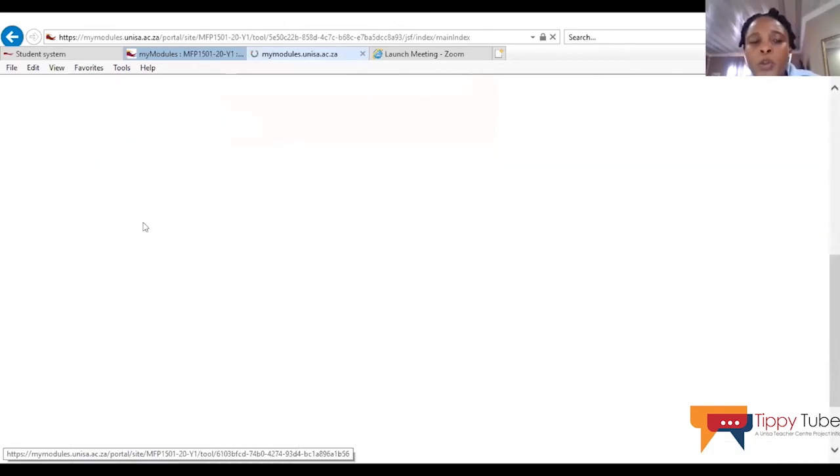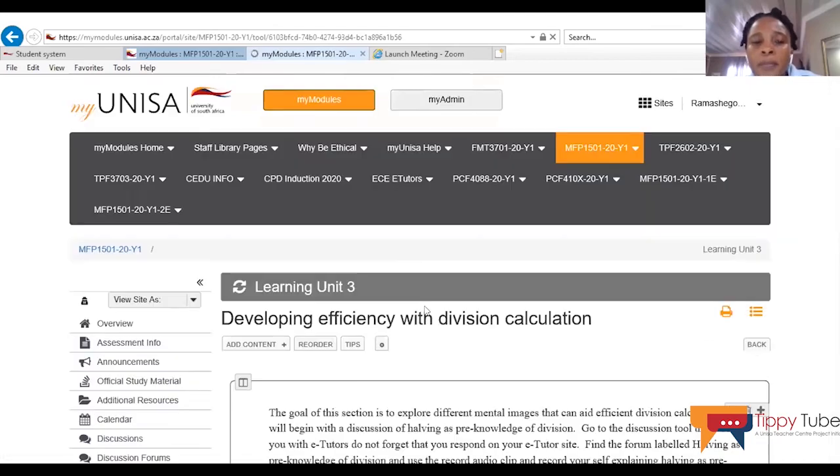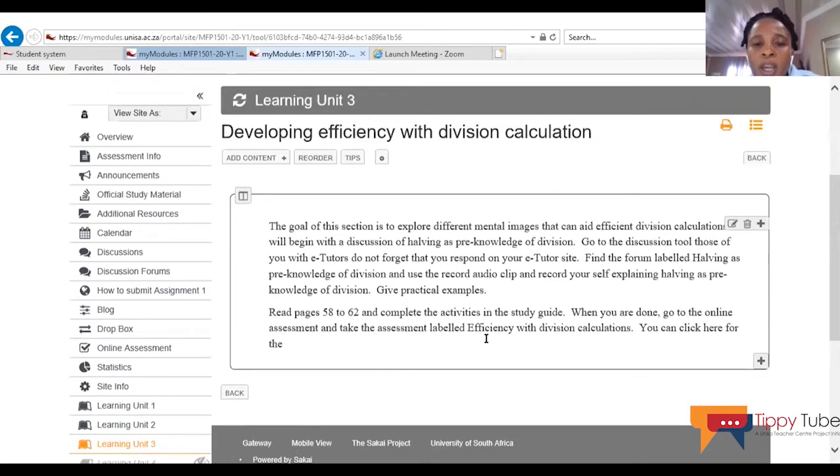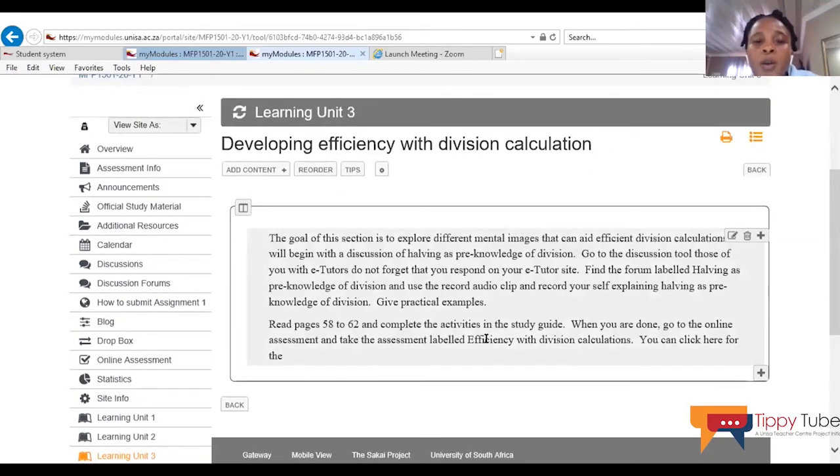I'm going back to Learning Unit 3, where we were talking about developing efficiency with calculations. So it means after you took that assessment, you'll be done with Learning Unit 3. And then we should wait for Learning Unit 4 on the 1st of May. It will be up and it will be exciting.